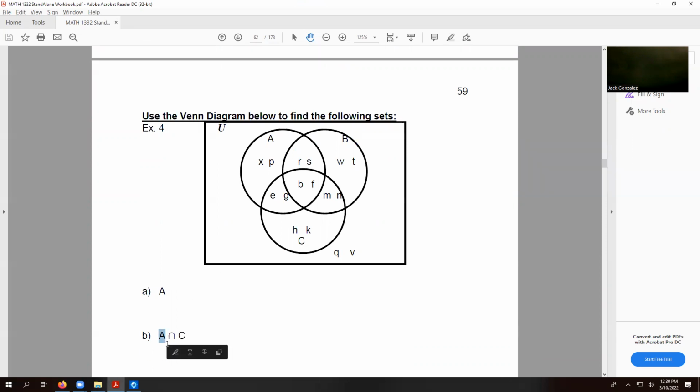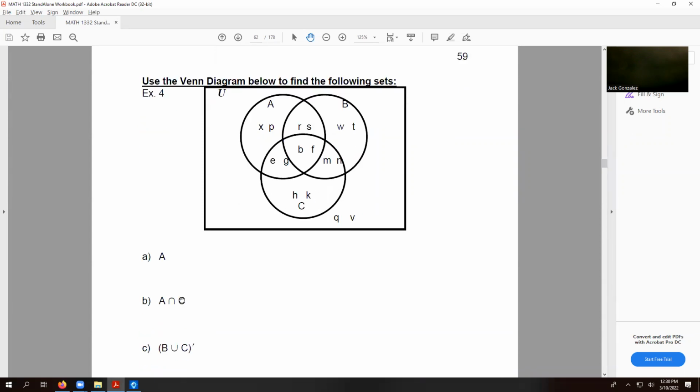So here they have the intersection. So you have to understand what the intersection means. What is A exactly? Yeah, let's do that one next. Are you cool on this page though?